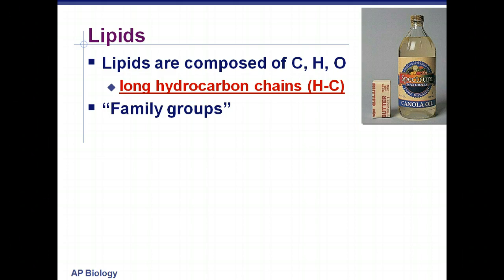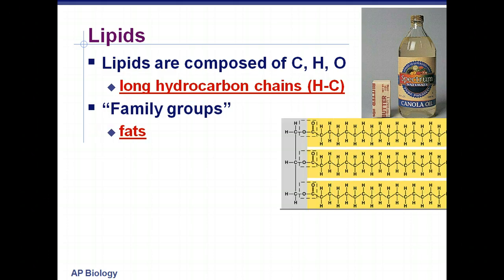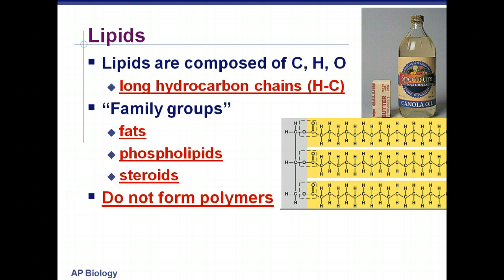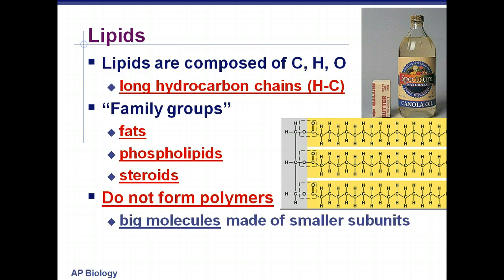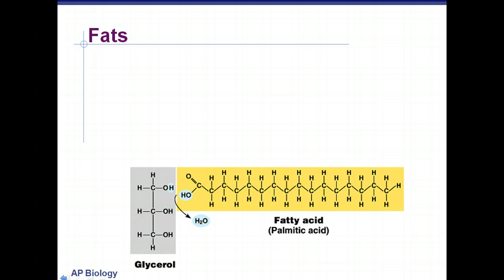We also have different family groups of our lipids. Our fats, like our triglycerides, our phospholipids, our steroids. Lipids do not form polymers like we saw in our carbohydrates. Lipids instead will form big molecules made of smaller subunits, no continuous chains.